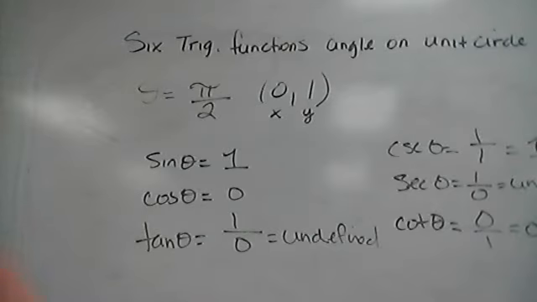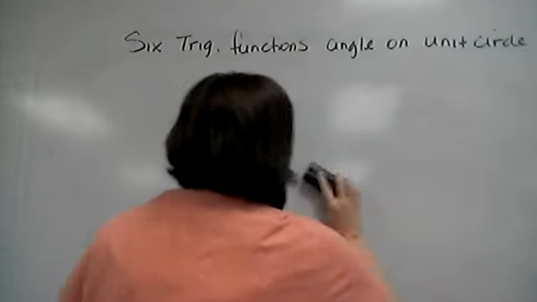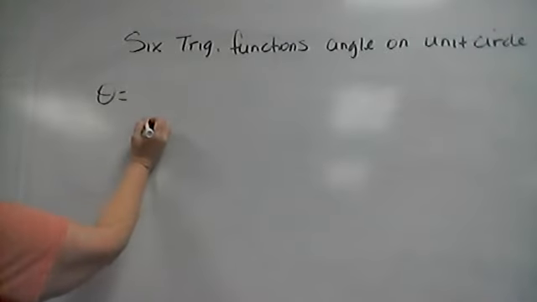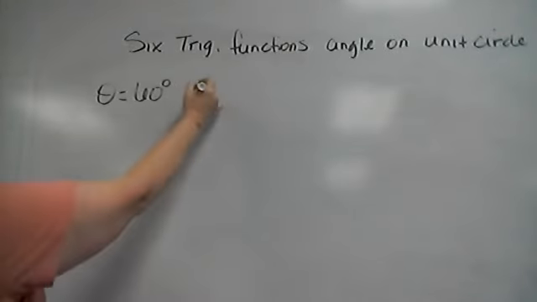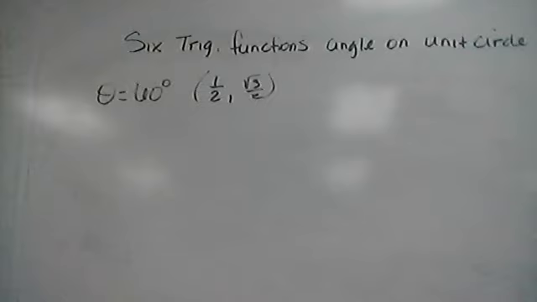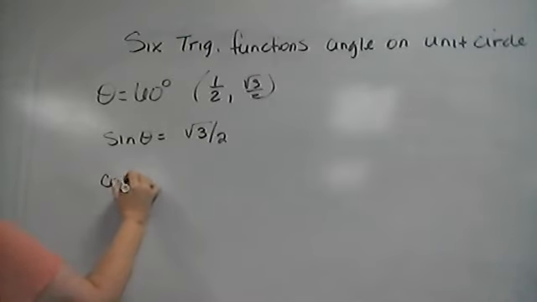All right, I'll do one more. So let's say theta is 60 degrees. Theta is 60 degrees, so we have to go to our unit circle. 60 degrees is the ordered pair 1/2 and root 3 over 2. So the sine of theta is going to be root 3 over 2. The cosine of theta is going to be 1/2. First coordinate's x, second coordinate's y.